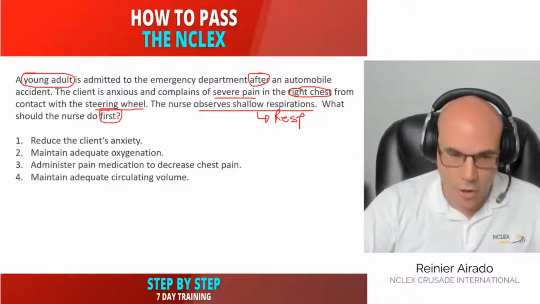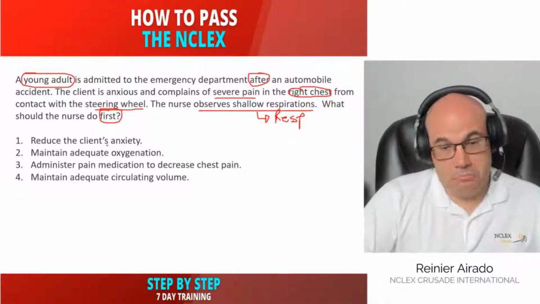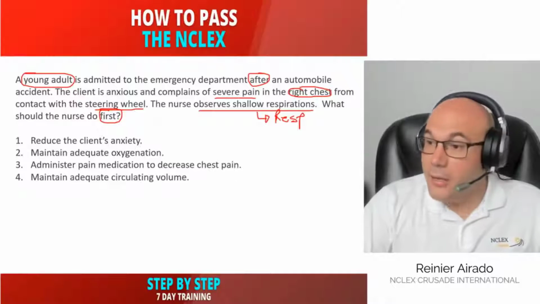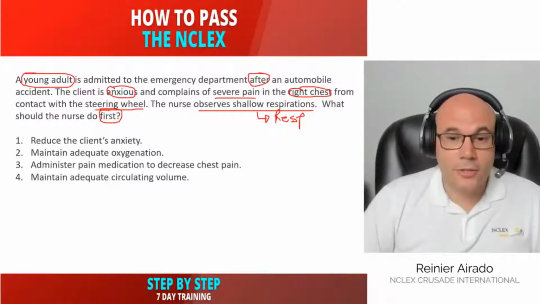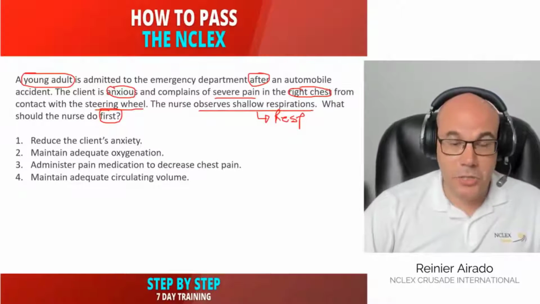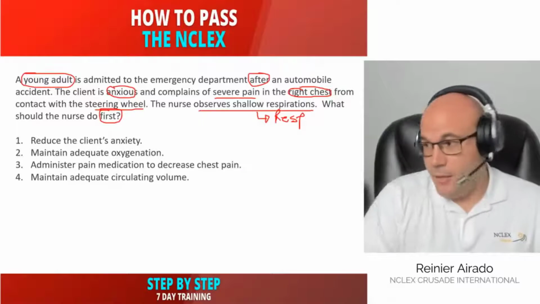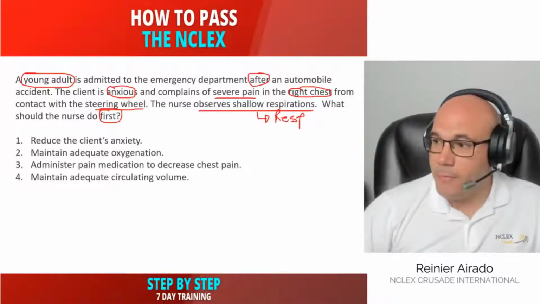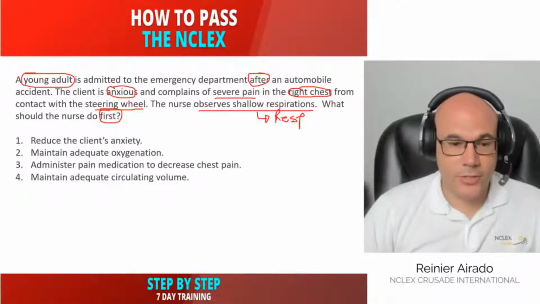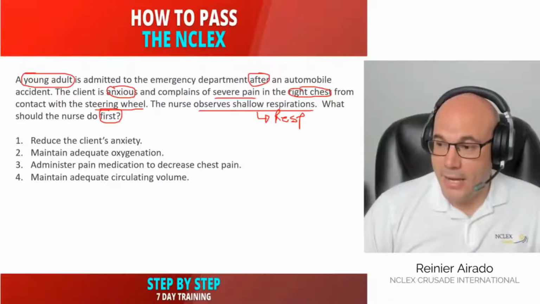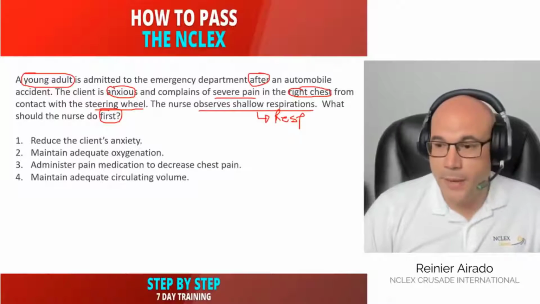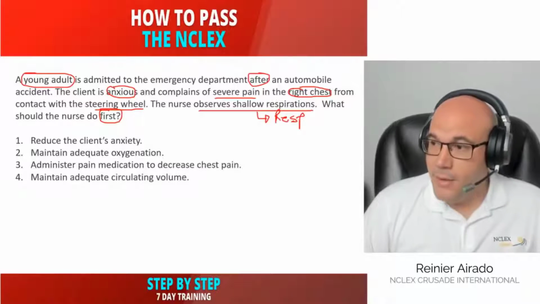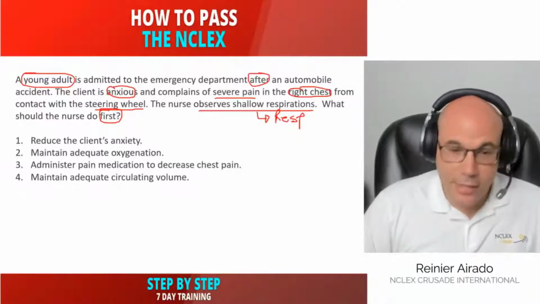Keyword: first. Answer 1: Reduce the client's anxiety. Important. Why is it important? The patient is anxious. Good answer. Answer 2: Maintain adequate oxygenation. Important answer. Why? The patient has a respiratory problem, shallow respiration. Answer 3: Administer pain medication to decrease the chest pain. Important. Because why? The patient is in severe pain.